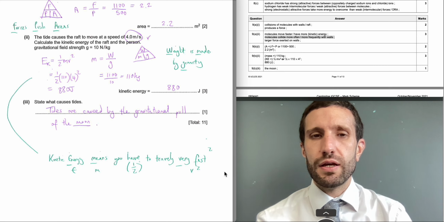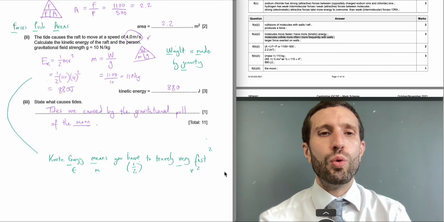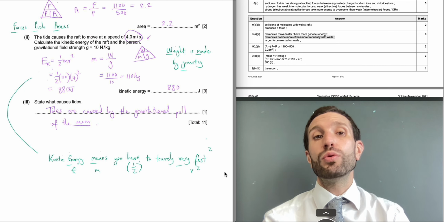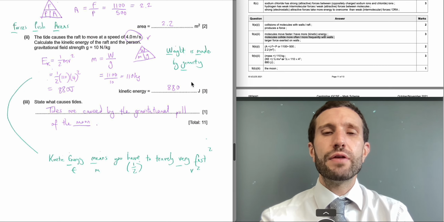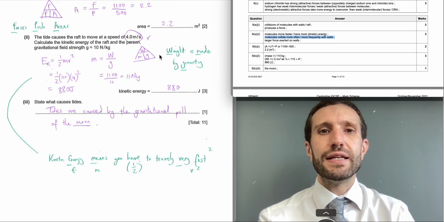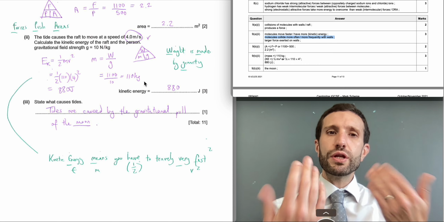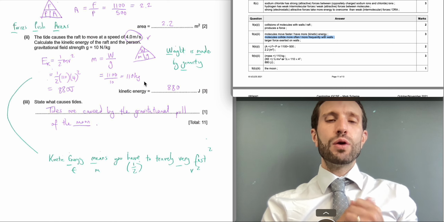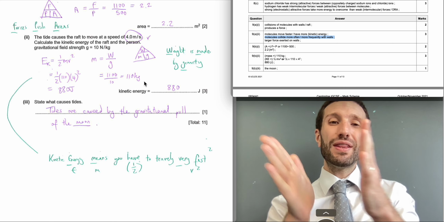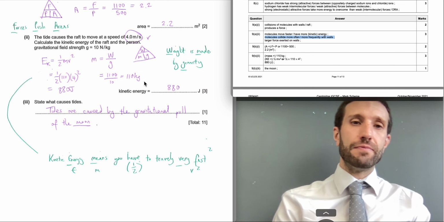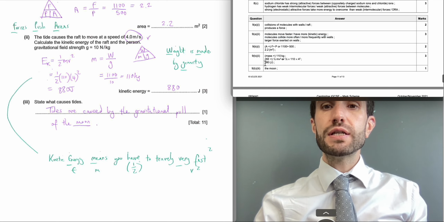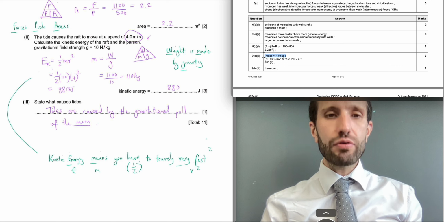Now the tricky bit here is actually we don't know the mass. We know the weight. But what we have to do is invoke another equation, which is the idea that weight is made by gravity. W equals mg. In other words, m equals W over g. And then we've got a mass of 110 kilograms. So in the question, they didn't tell us the mass. We had to work it out using one of our equations, and we then used that value to calculate kinetic energy.